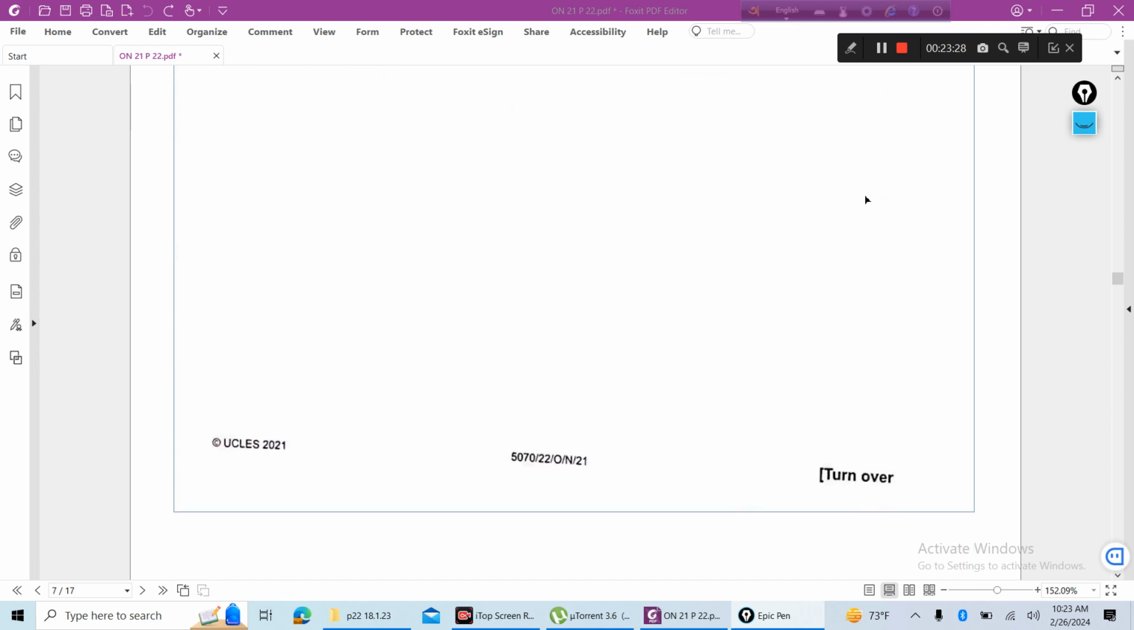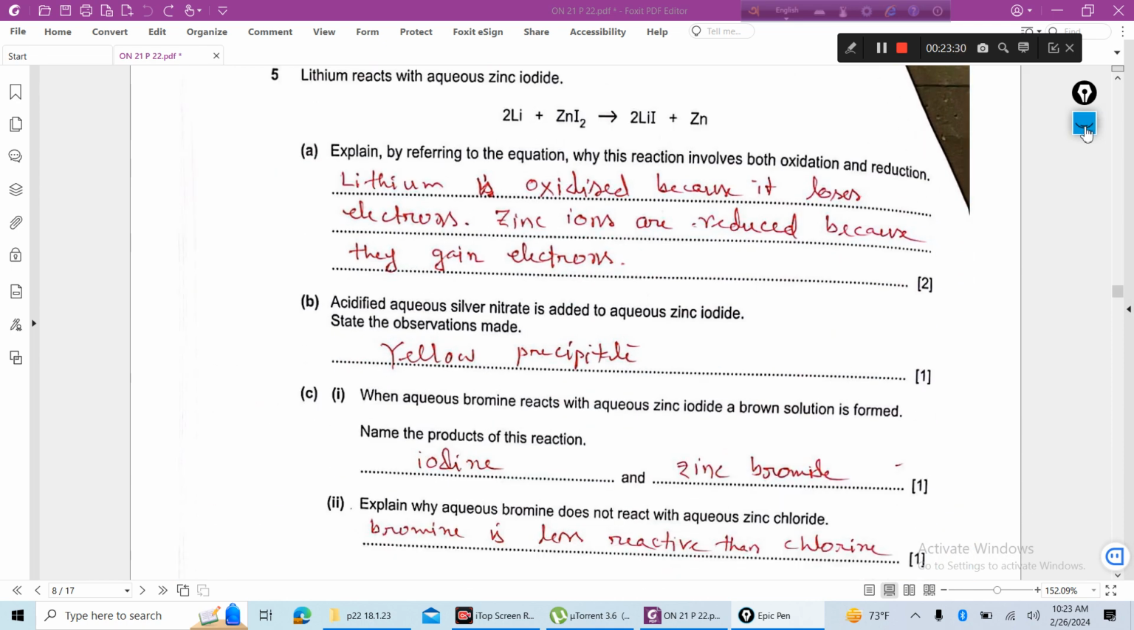Okay, next one. Lithium reacts with aqueous zinc iodide. Lithium iodide plus zinc is formed. Explain by referring to the equation why this reaction involves both oxidation and reduction. Lithium here oxidation number 0, here lithium plus 1, iodide minus 1, zinc here plus 2, here 0.